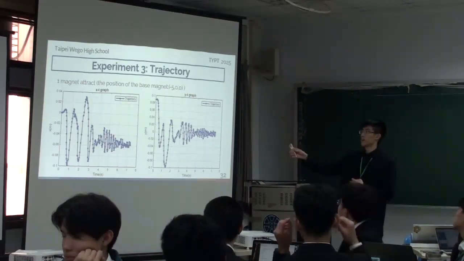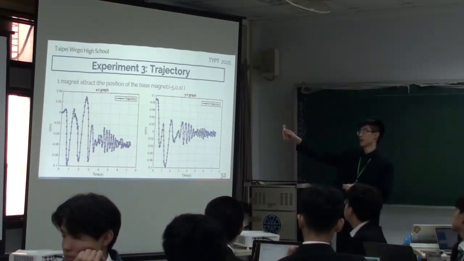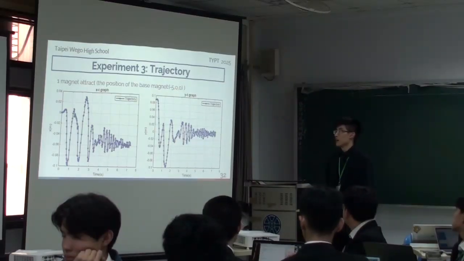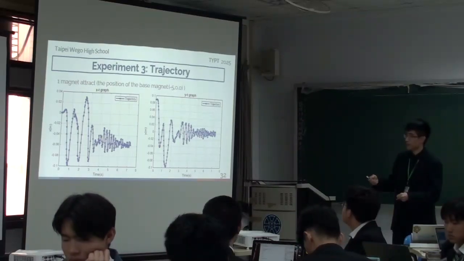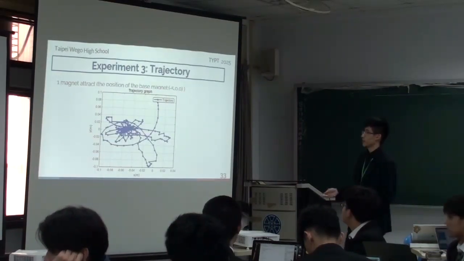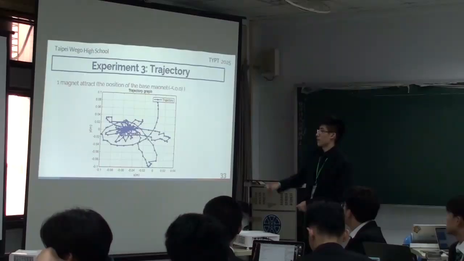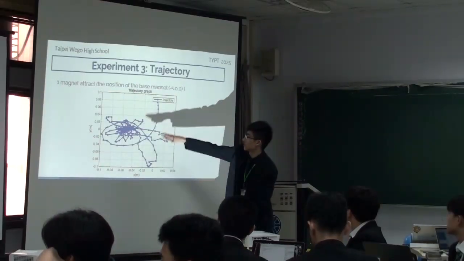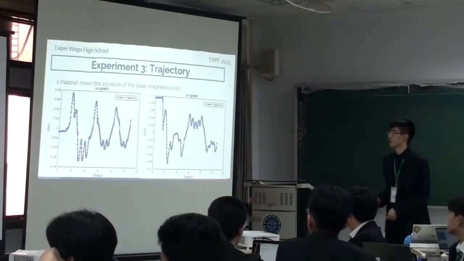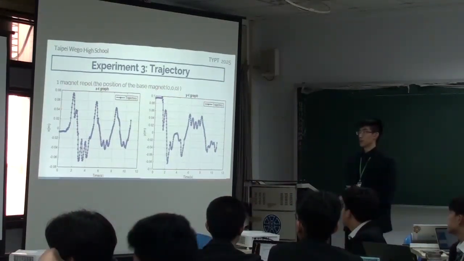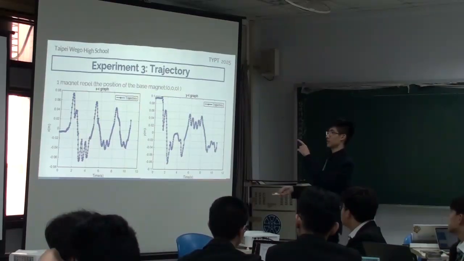I provide a one magnet attract case, and the position of the base magnet is as shown above. And this is the xt and yt graph. If we combine them together, we get this xy graph, and we can see that it will eventually converge to one place.